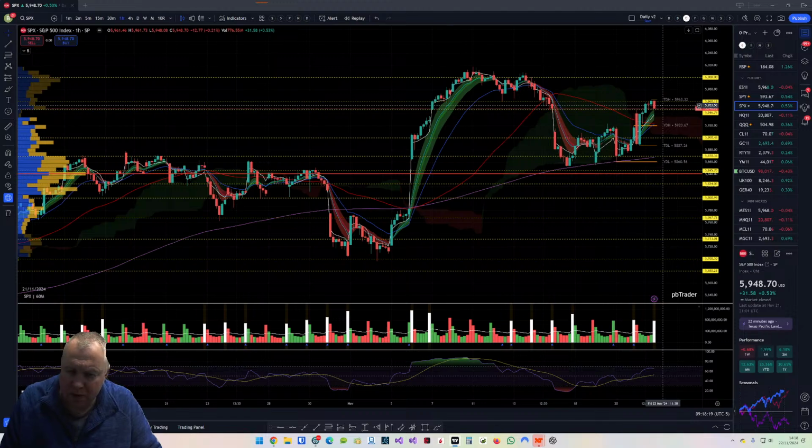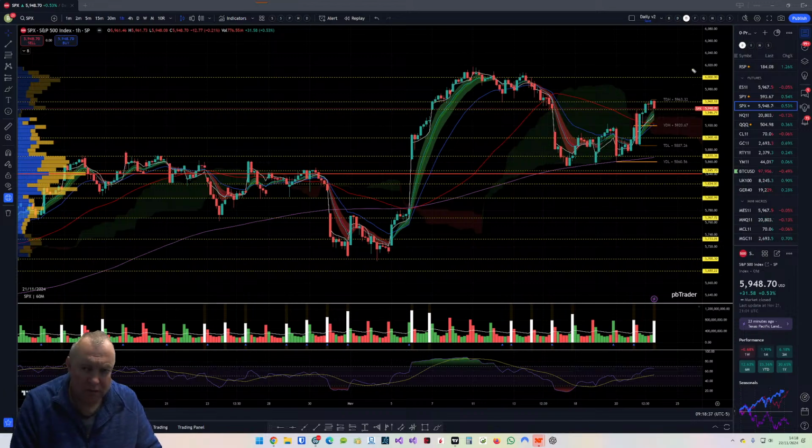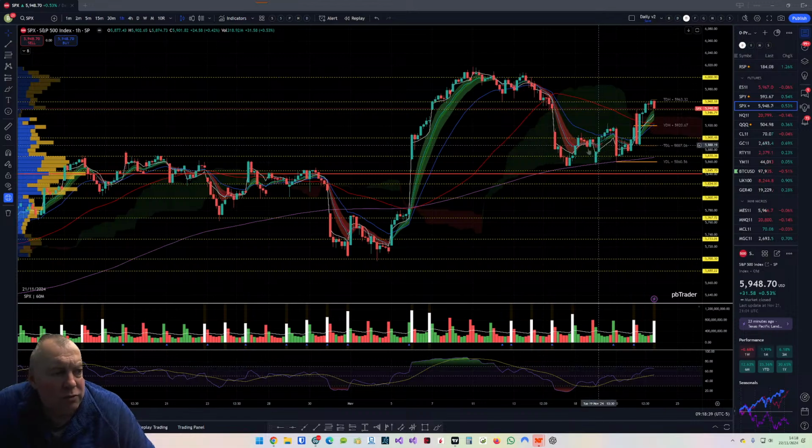We could just be looking to consolidate for a bit because we have got a lot of moving averages getting ready to catch up as well. The 200, the 50, the 8, they're all quite extended at the moment. So maybe we might see the hourly just consolidate, eat time off the clock before we make the next move up. So keep an eye on these levels.